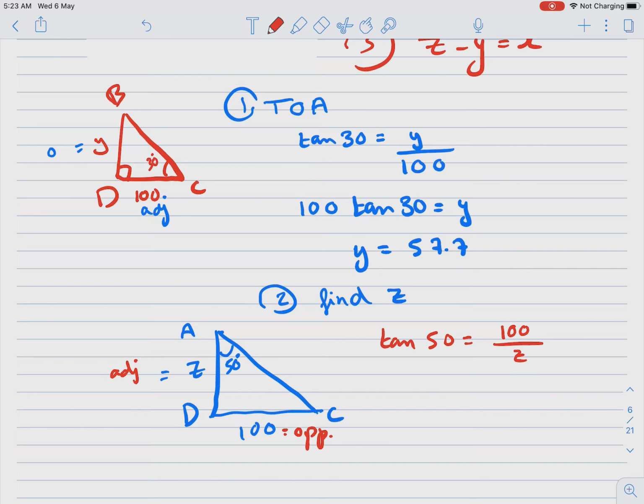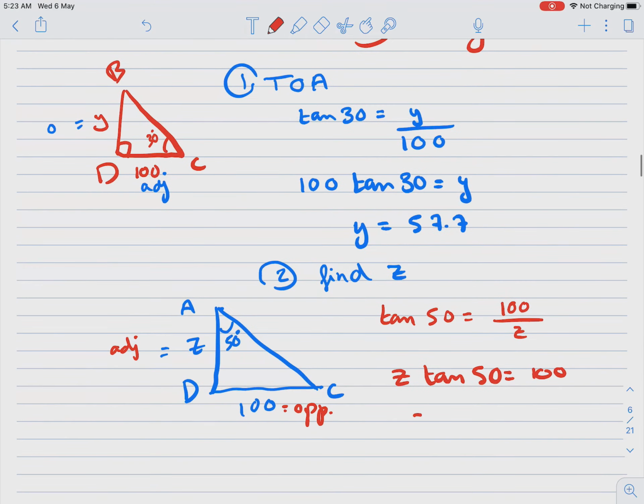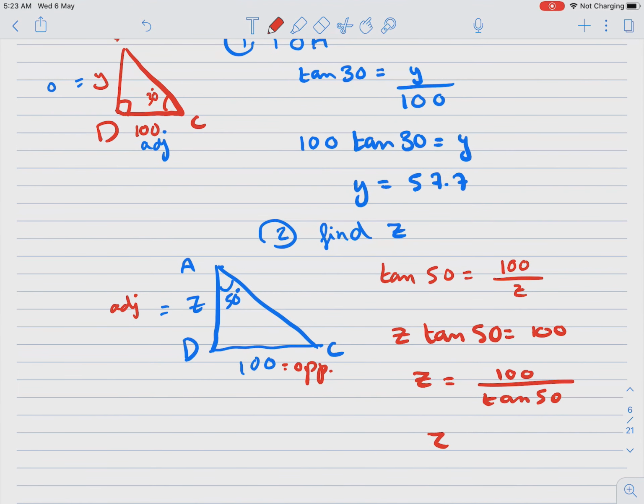Now, the difference here is that the z is the unknown, no problem. I will just do cross multiplication. So z tan 50 is equal to 100, and then z is equal to 100 divided by tan 50. Then after that, I calculate using the calculator. 100 divided by tan 50 is equal to 83.9.